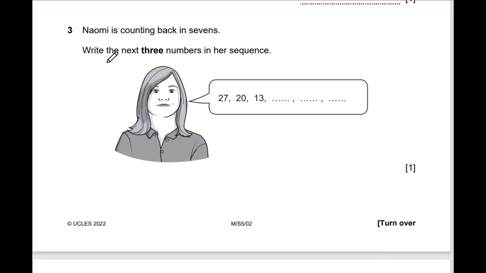Naomi is counting back in sevens. Write the next 3 numbers in her sequence: 27, 20, 13, then 1, 2, 3. Come on, guys, you can do that. Okay, let's get back. What is your answer? So this is minus 7, and this should be minus 7. So it should be 6, minus 7. It should be minus 1, minus 7. It should be minus 8.